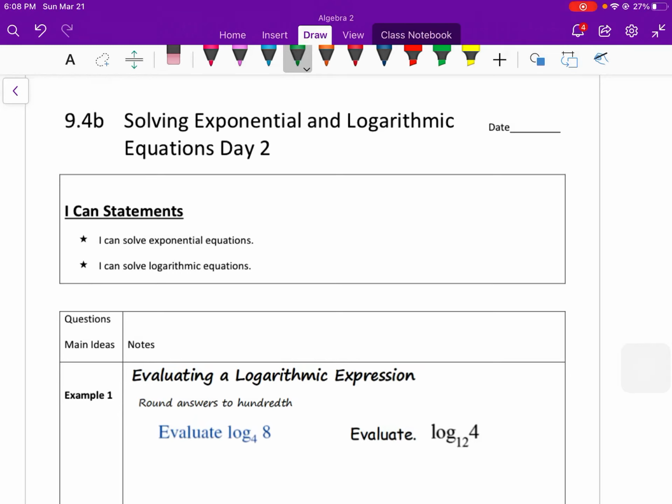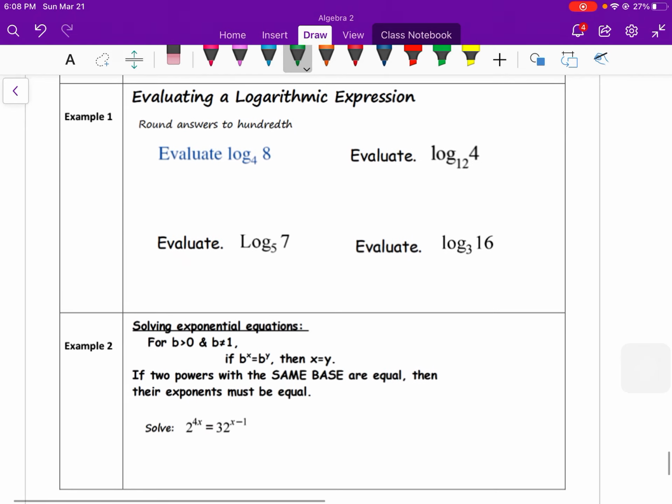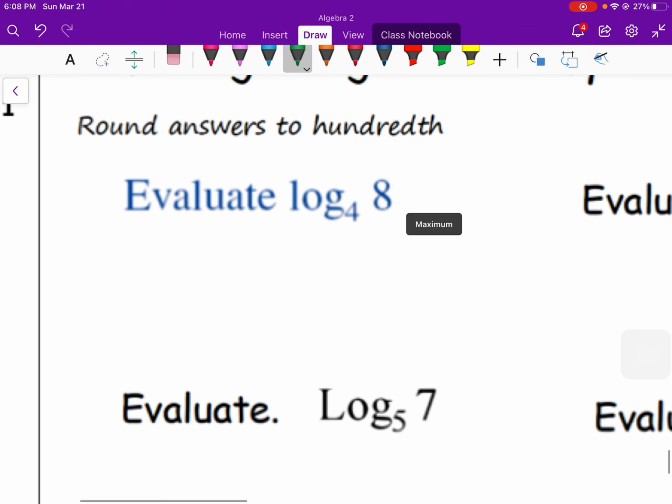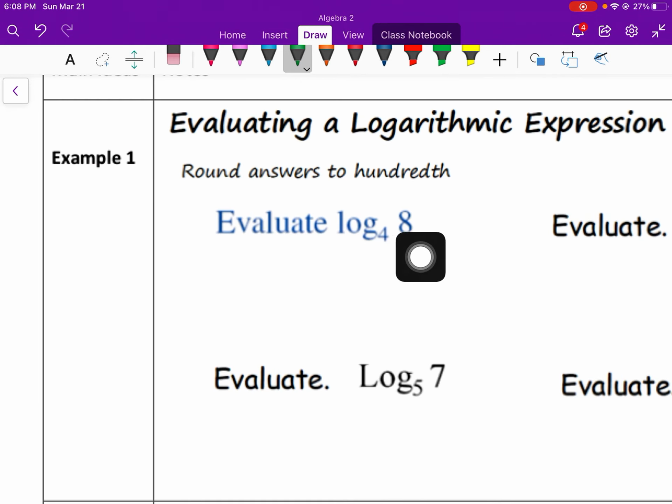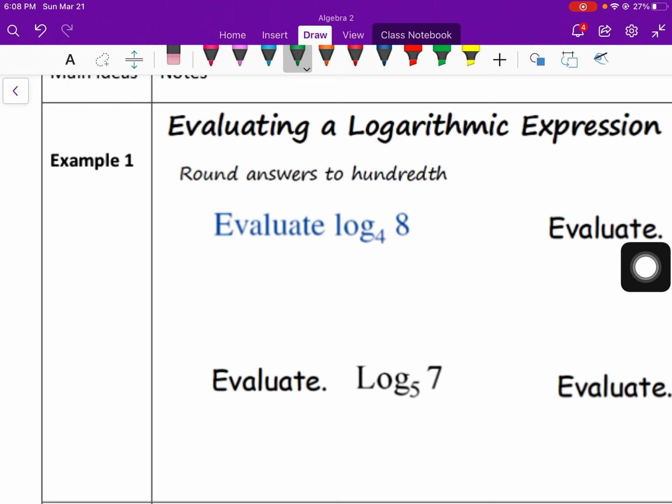So this is 9.4b, where we're doing the second part, or second day of solving exponential and logarithmic equations. We're starting with some review, so I'm going to do a couple of these as a refresher. So let's look here. This first one, evaluate log base 4 of 8 equals x.